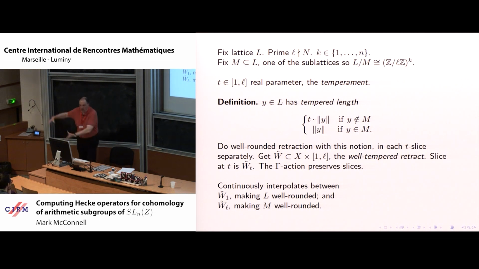When t is very large, in fact L is big enough, all you're doing is well-rounding M, because none of the other vectors are visible, they're all too long. So you're continuously interpolating between making L well-rounded and making the sublattice M well-rounded. And when you've made the sublattice M well-rounded, that's the M that occurs in the Hecke operator. And when you push down mod gamma, it becomes the multiple copies.